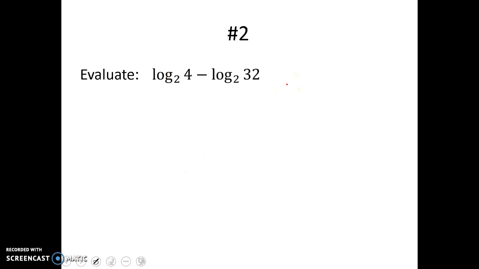Let's take a look at another one. Log base 2 of 4 over the log base 2 of 32. Well, one way that we can do this is to say 2 to what power gives us 4? We know that's 2. 2 to what power gives us 32? That's 5. This is minus, so 2 minus 5 is negative 3.